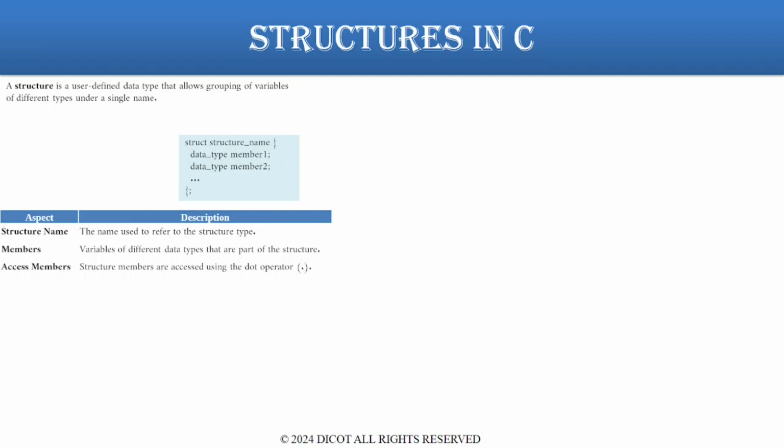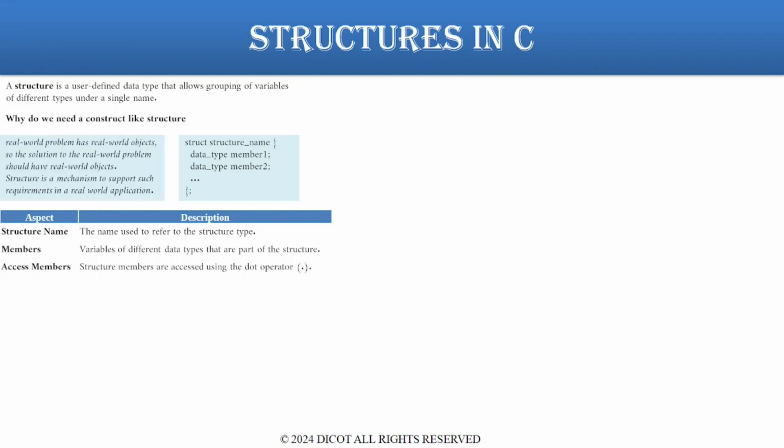Now, why do we need a mechanism or a construct like structure in C? Why do we write programs? We write programs to solve a real world problem, right? The real world problem we are solving has real world objects. So the solution to the real world problem should have real world objects. Structure is a mechanism to support such requirements in the real world application.